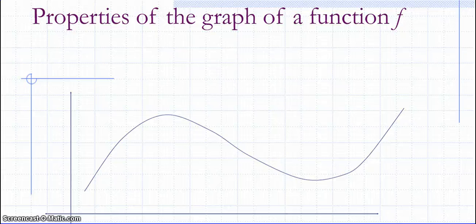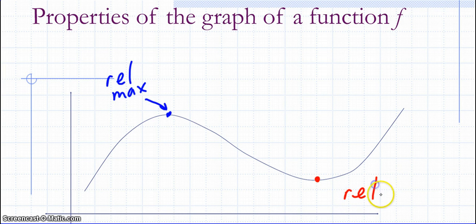So properties of graphs. Well, a lot of this we've talked about already, but let's just kind of sum it up. So this point here would be a relative max. This point down here would be a relative min.